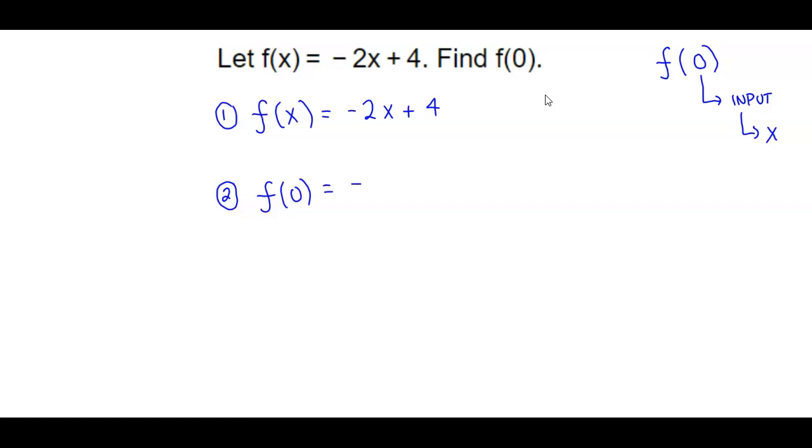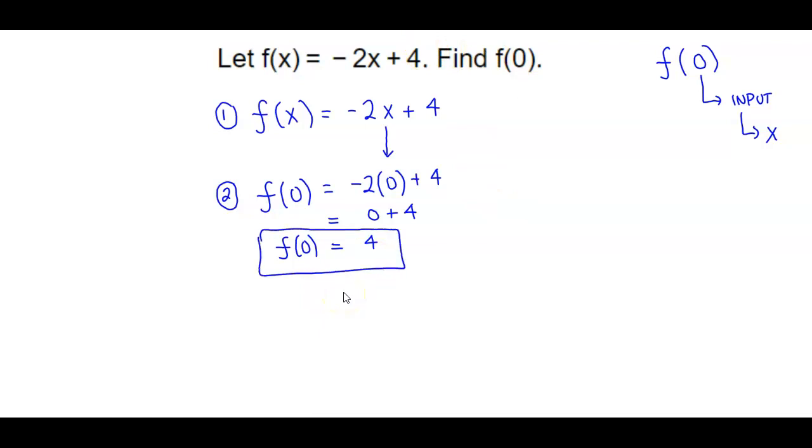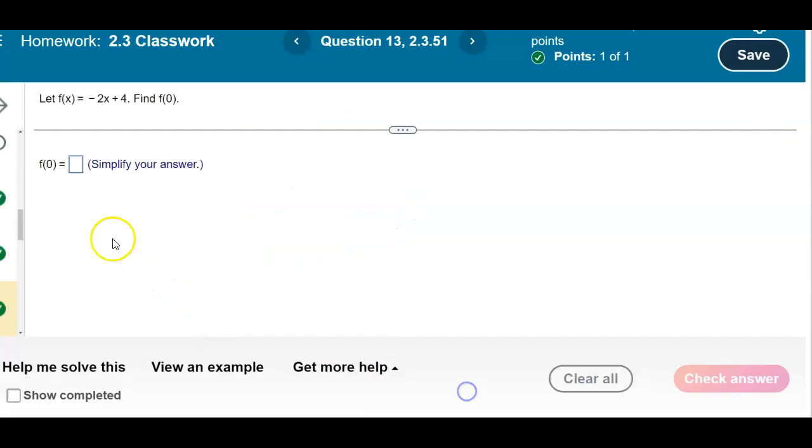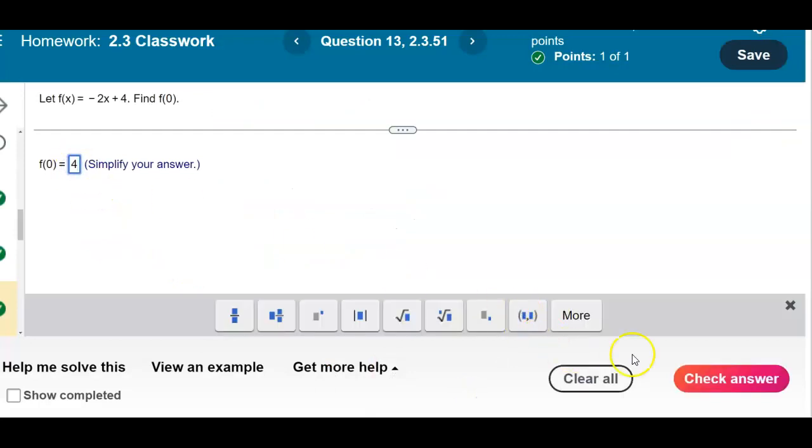So what this means is I need to replace x with the input, which is 0, and then we're going to add 4. Negative 2 times 0 is 0, and then plus 4 gives me 4 here. So we have f of 0, which is equal to 4. Okay, so let's put our answer. The answer is 4.